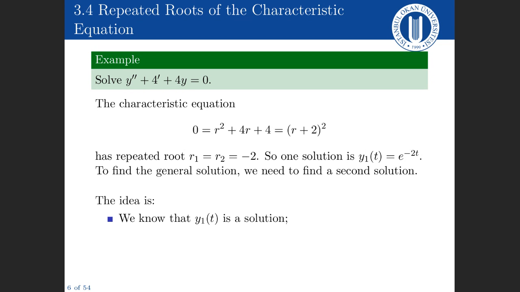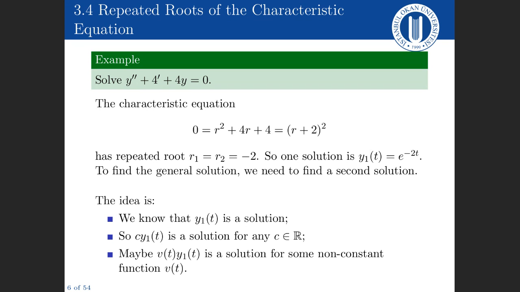And the idea goes like this. We know that y1 is a solution. So c y1 is a solution for any constant c. But what happens if instead of some constant c, we put a function in? Instead of looking at c y1, maybe v y1 is a solution for some special function v. If we can find the special function v, we multiply by y1 and get our second solution.